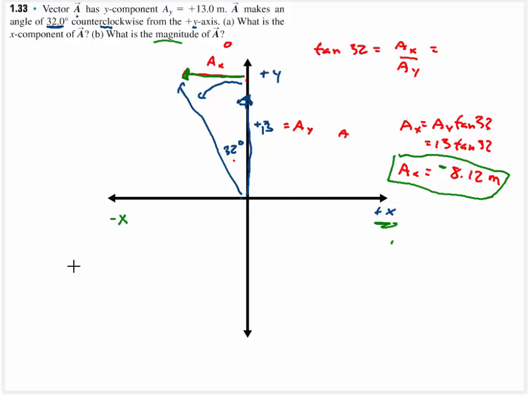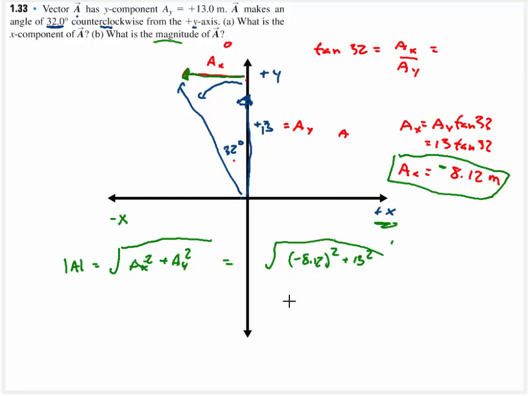Now we're looking for the magnitude of A, so this guy right here. Pythagorean's theorem simply says this is going to be Ax squared plus Ay squared. Go ahead, take the square root of negative 8.12 squared plus 13 squared. Type that into your calculator, and we're going to end up with 15.3 meters.